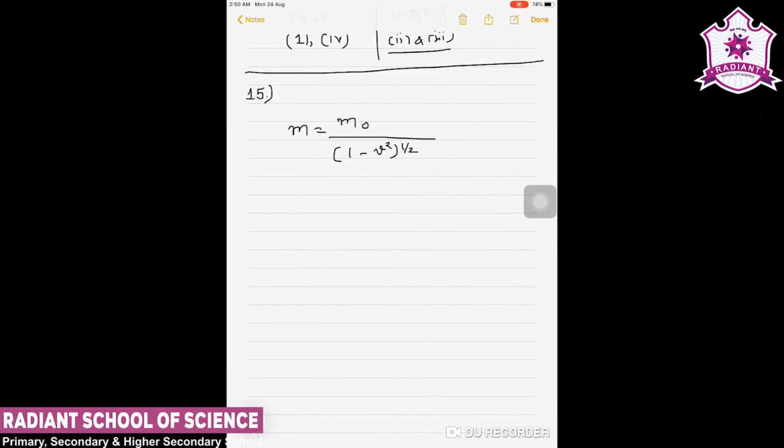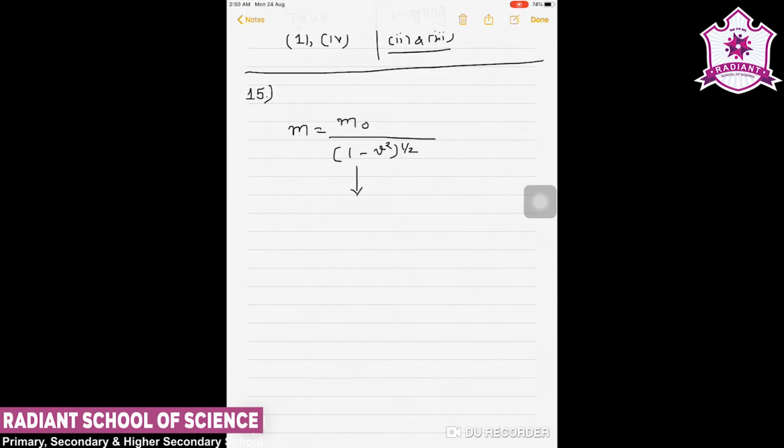We can simply apply here. According to the principle of homogeneity of dimensions, powers of m, l and t on any side, that is on either side of the formula, must be equal. Now for this, on right hand side the denominator has the term 1 minus v square raised to 1 half. It must be cancelled out because left hand has a mass and right hand has in a numerator mass. So the denominator term must be cancelled out.